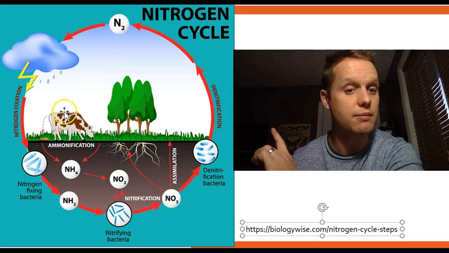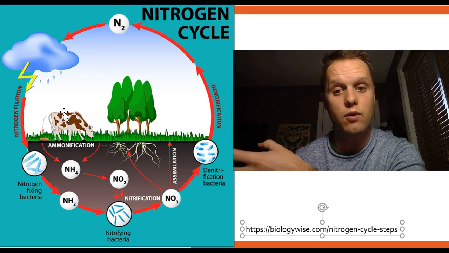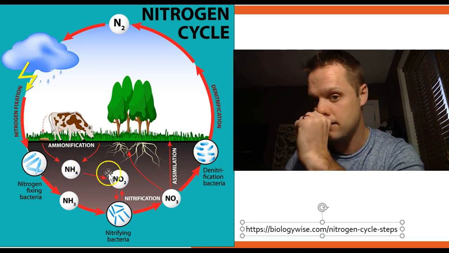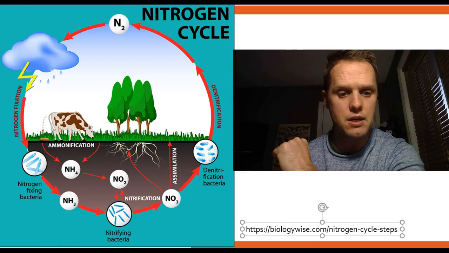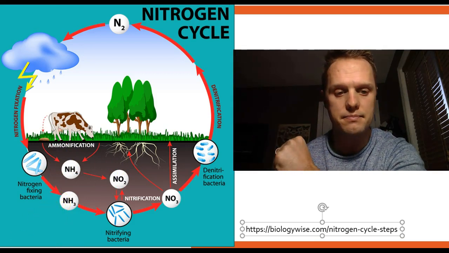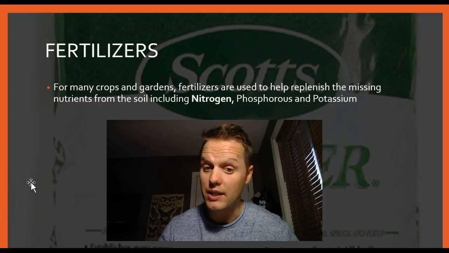We also know that animals, when they die or when they produce waste, release nitrogen back into the soil, which can upset the system. So let's take a look at what happens when we have too much nitrogen in our system. The system that I'm talking about is our ecosystems.